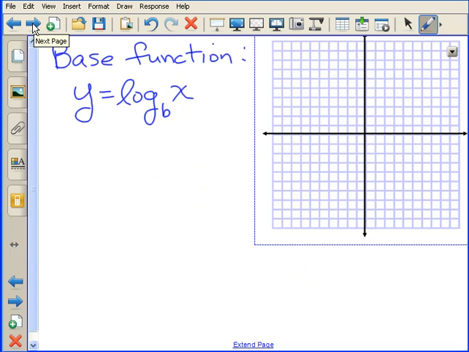Let's start and investigate and understand our base function, which I've written here as y equals the log base b of x. We can make a table of values to explore this. Now, when we make a table of values, it's easier to convert this function to its exponential form.